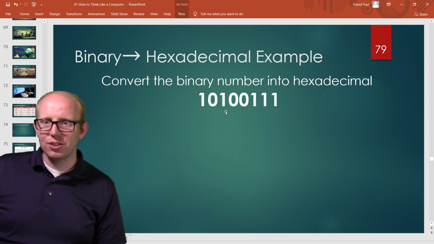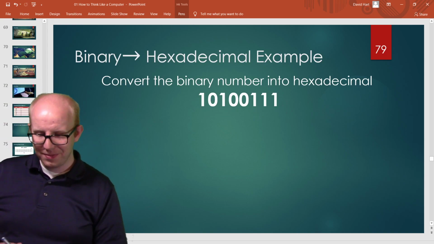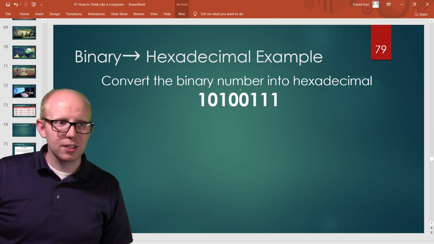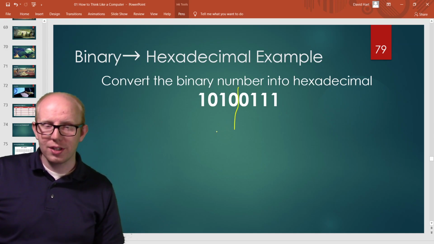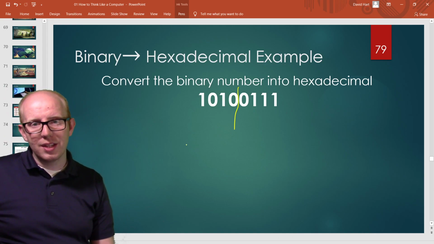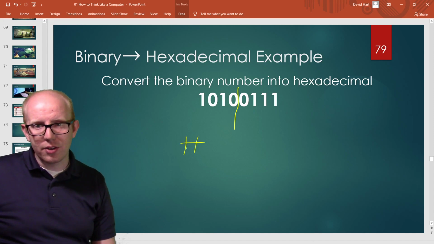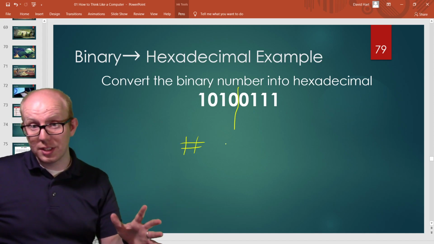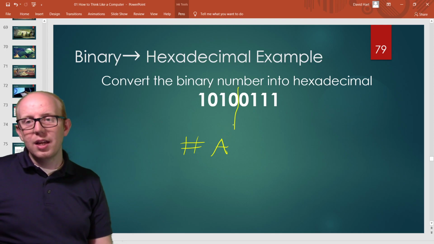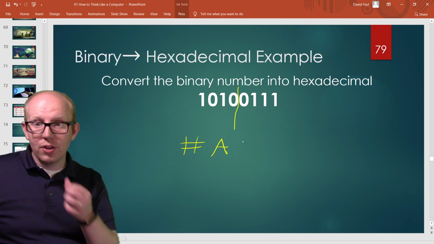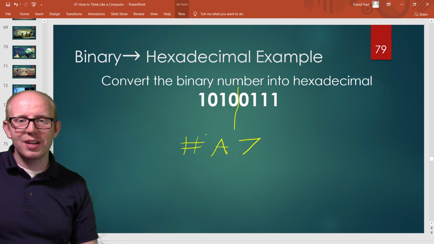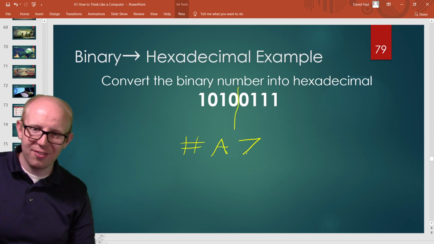So if we have 1, 0, 1, 0, 0, 1, 1, 1, then what we do is we simply break this into 2 pieces. We're just going to cut that down the middle, get 4 digits at a time. And so this, if you look at your table, will be the character for A. So we'll do a hashtag to let everyone know this is a hexadecimal number. So this is character A, 1, 0, 1, 0. And then 0, 1, 1, 1, if you look at your table, is the character for 7. Okay, so this number is the hexadecimal number A7.